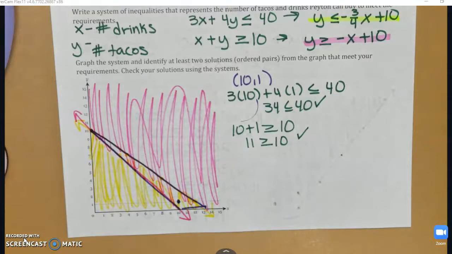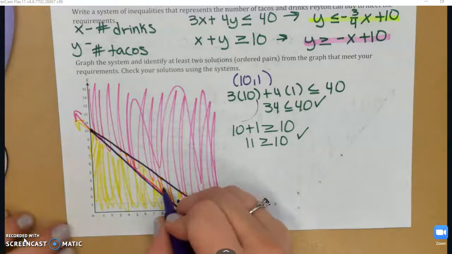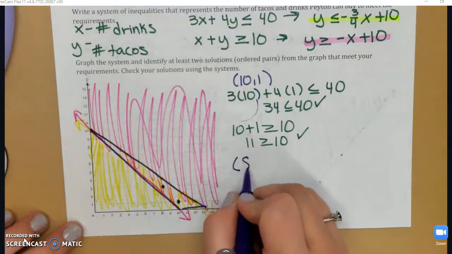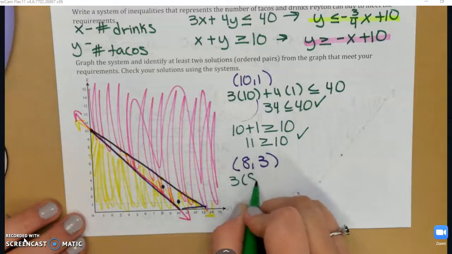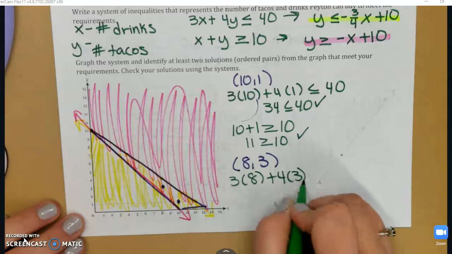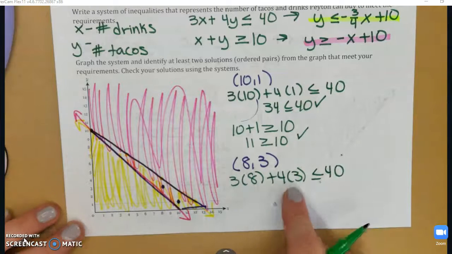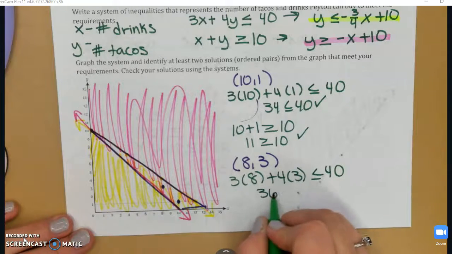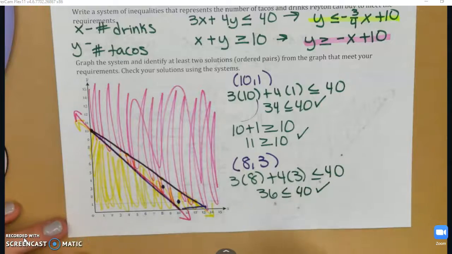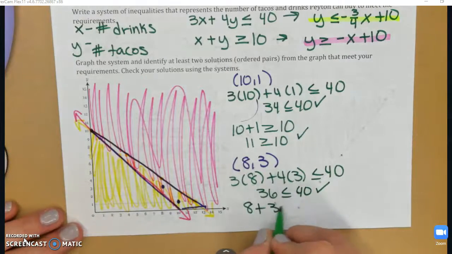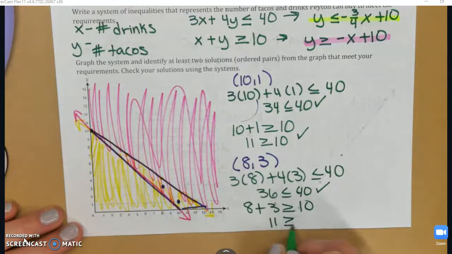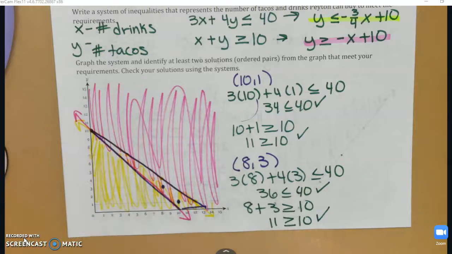Let's identify one more solution. I see the point 8, 3 in that shaded region, so I'm going to test 8 and 3. So that's going to be 3 times 8 plus 4 times 3. That's 24, that's 12. 24 plus 12 is 36. 36 is less than 40, so that one works. Now let me test it in my second inequality. 8 plus 3 is also 11, and 11 is greater than 10. So those are both possible solutions. And again, there are more than that. You can take any ordered pair in that shaded region.